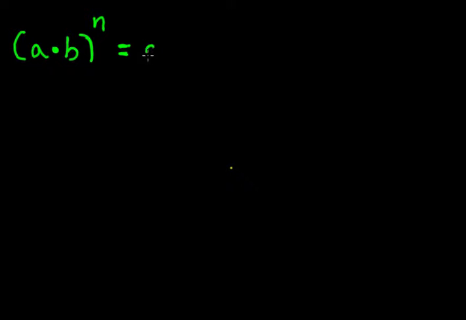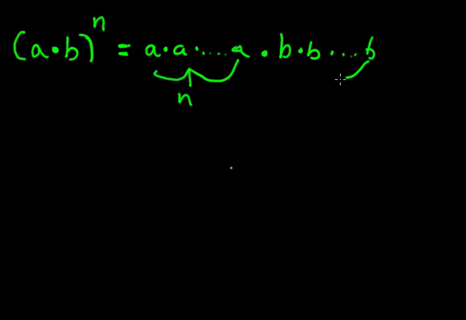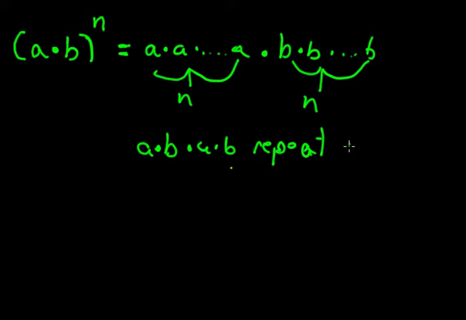This is the same as writing A times A n times, B times B n times. All right, you start out going A times B times A times B, and you repeat this. You repeat this n times.